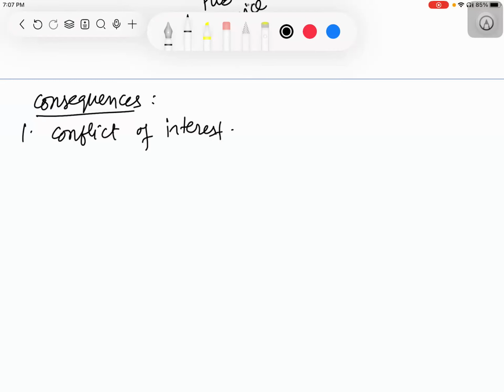That means publicly you are showing that you are ethical, but privately you know that you are unethical. Then conflict of interest, no, sorry, we should rather say it crisis of conscience, right? So when you know that you are lying, then there will be crisis of conscience. You know that you are lying, right?